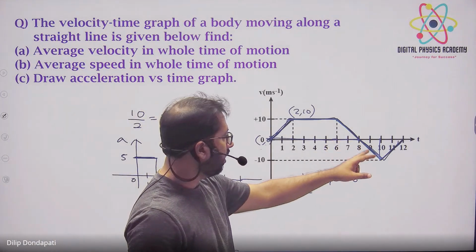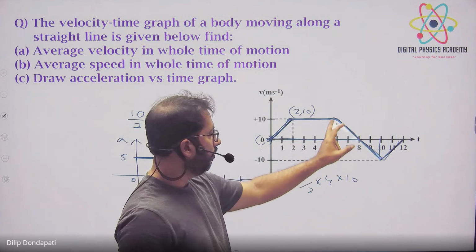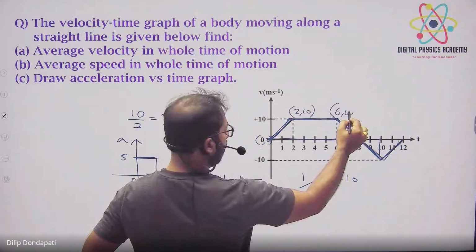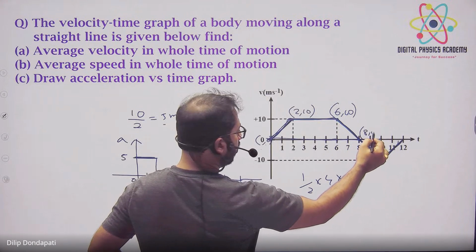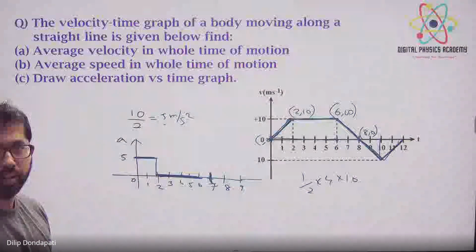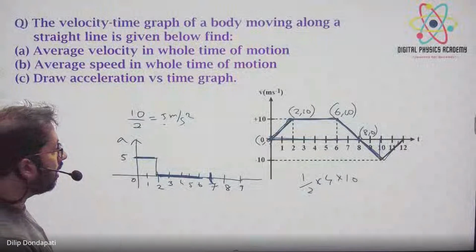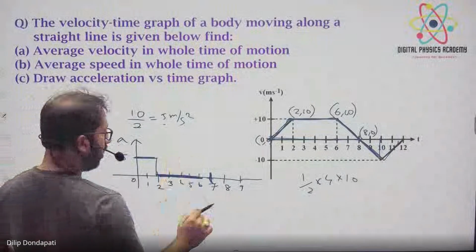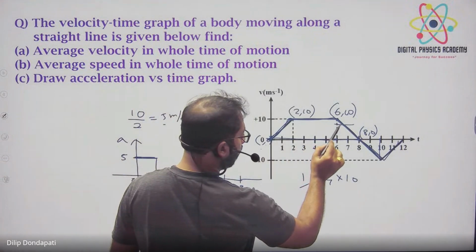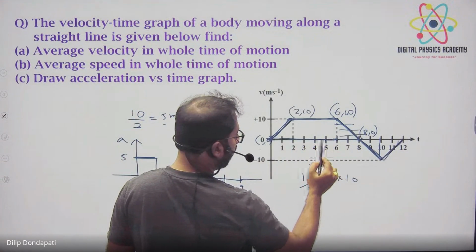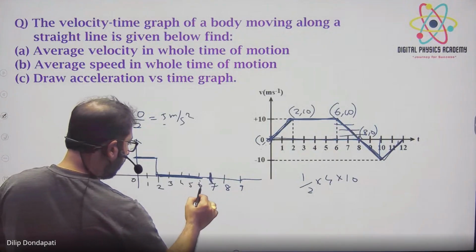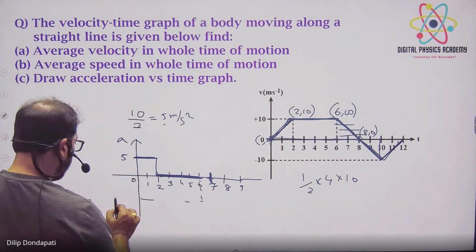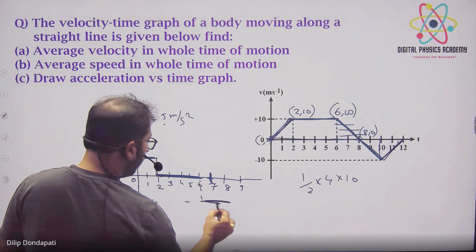Tell me 6 to 8. The coordinates are 6, 10 and 8, 0. The slope will be negative. Minus 10 by 2, which is minus 5. Is the slope constant or varying? It is constant at minus 5. Understood?